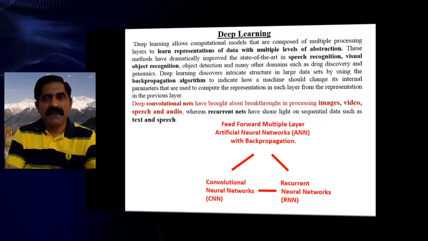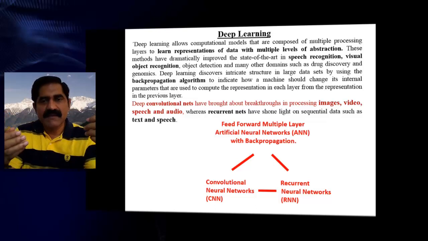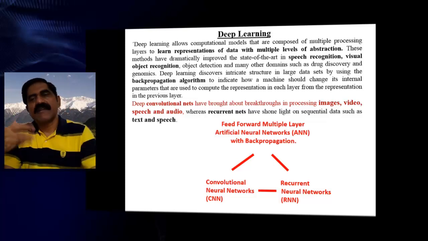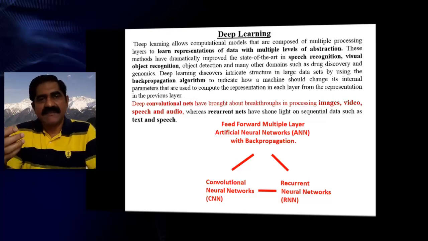Suppose you take a scenario of one image containing several levels of abstraction. You are going to learn in detail about that image by going through it at several levels. That is what we call deep learning.